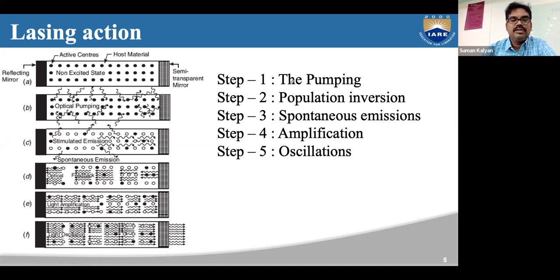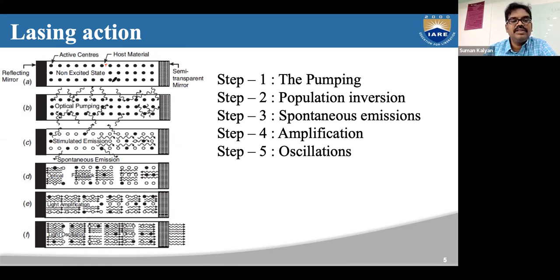Okay, so here you can see this one. In the first figure A, the black dots are called active centers. Okay, these are active centers, and the others are host materials. The black spots are active centers, and the whole white area we call host material. The black one is a completely reflecting mirror, and the partial semi-transparent mirror on the right side is filled with dashed lines.